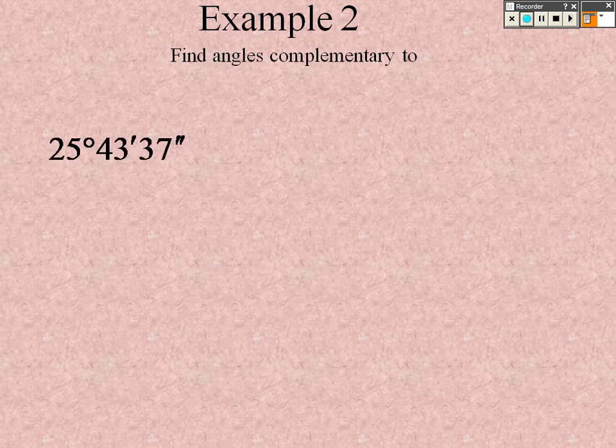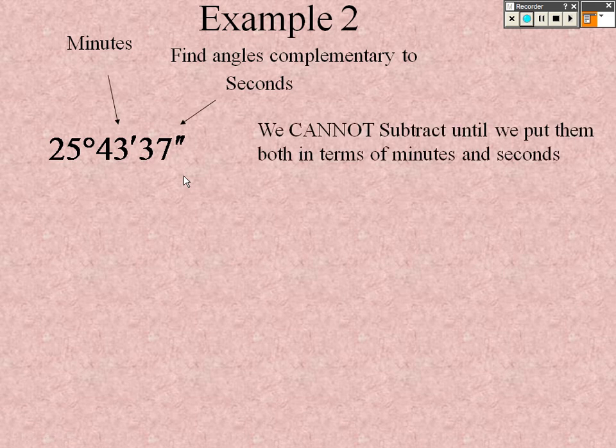Find angles complementary to this: 25 degrees, 43 minutes, and 37 seconds. So, that one is minutes, that one is seconds. You gotta remember what those lines mean. We cannot subtract until we put them both in terms of degrees, minutes, and seconds.